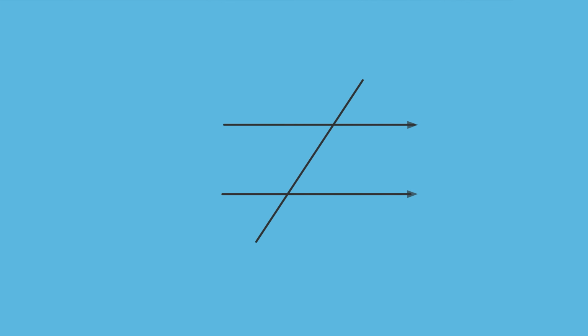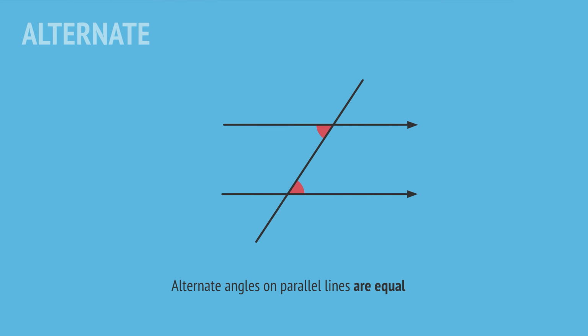Another important angle relationship on parallel lines is alternate angles. These angles sit between the parallel lines on opposite sides of the transversal. Alternate angles on parallel lines are equal. When we trace out these angles, we get a Z shape. This pair are also alternate angles, and trace out a skewed Z shape.